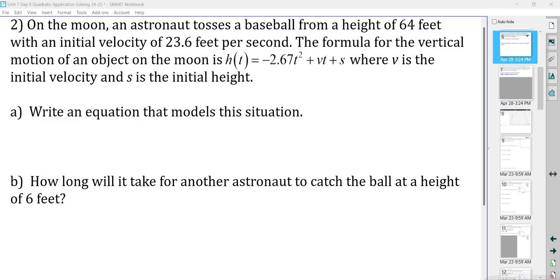All right, so it says, how long will it take for another astronaut to catch the ball at a height of 6 feet? Okay, so we have to think about, are they giving us a clue about an input or an output for our function? The astronaut is going to catch the ball at a height of 6 feet. So height, remember, that is an output. So I have a new output to work with, which is 6 feet. So I'm going to introduce another function where h of t is equal to 6. If you want to think about y equals 6, I want to see where they meet on my function.